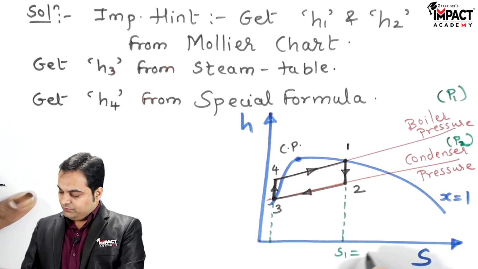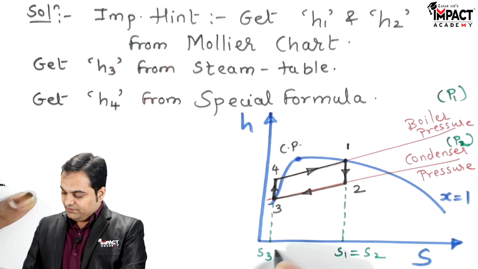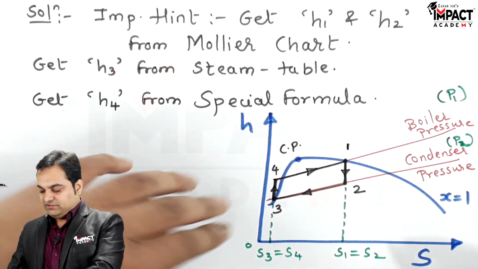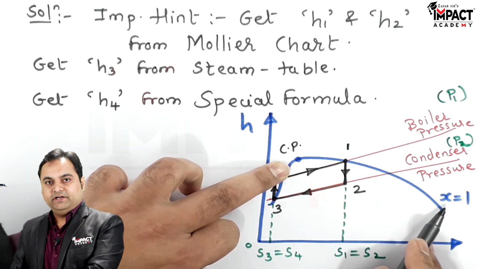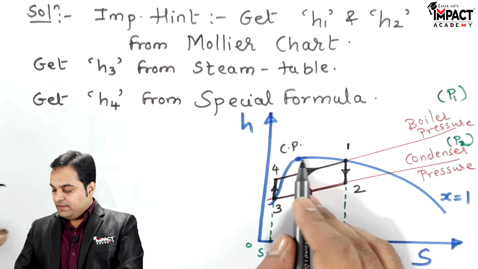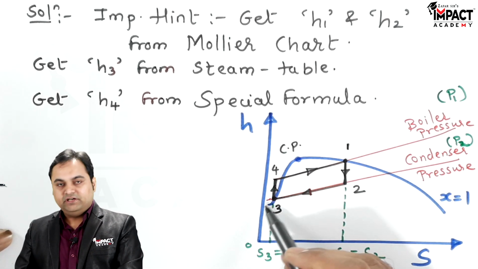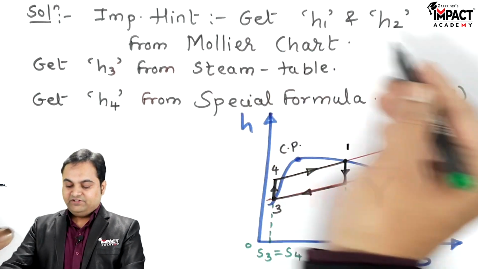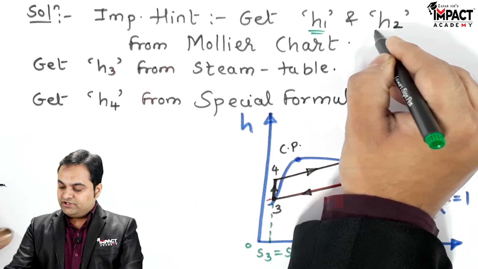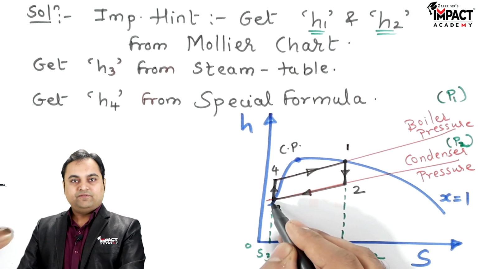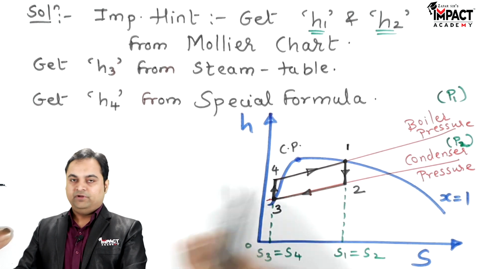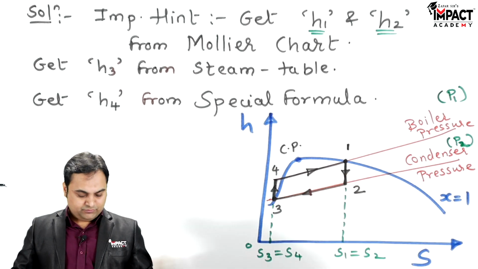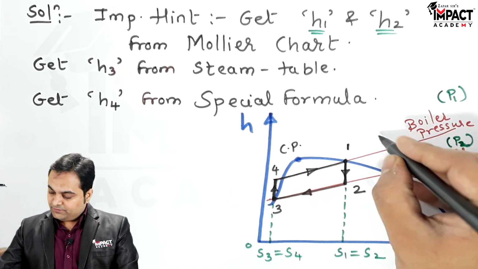Here entropy S1 equal to S2, S3 is equal to S4, isentropic process. Now Mollier chart is just above this critical point. It means the Mollier chart which we are having doesn't have a saturated liquid region, but it has a saturated vapor region and above. So from the Mollier chart, as I have written in the important hint here, we have to get H1 H2 from the Mollier chart, H3 from the steam table, and H4 by using the special formula which I am going to explain. So now starting with the Mollier chart for point number 1 and 2, remember that at point 1 the boiler pressure is 25 bar.